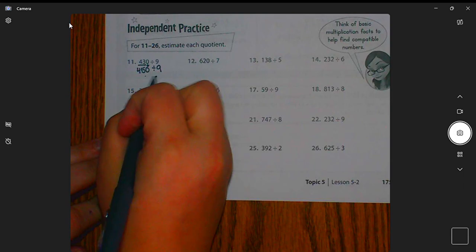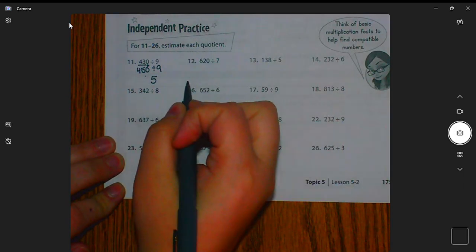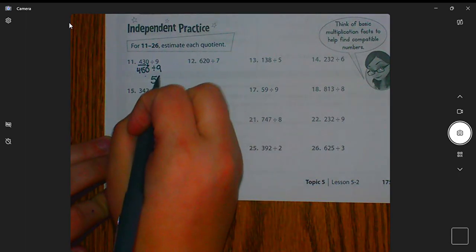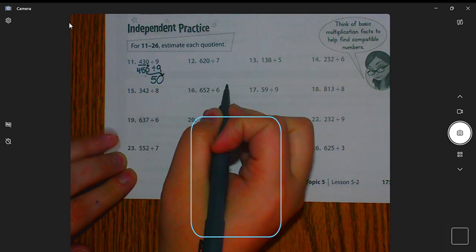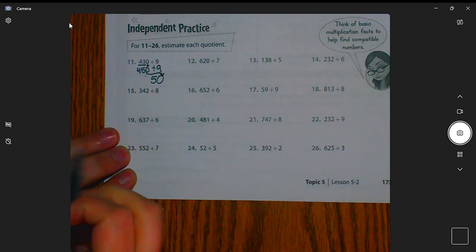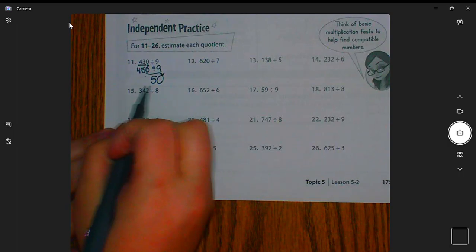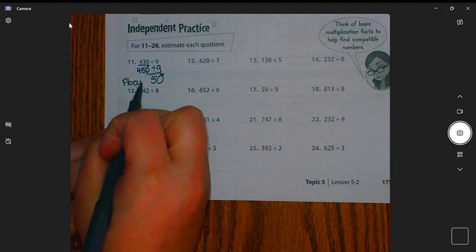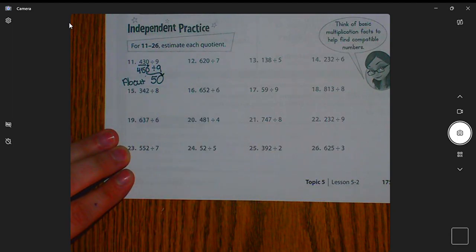But is it just 5? Is it just 5? You're right, I'm wrong. It's 50. You have to bring your 0 back and put it back into your answer, into your quotient. So I can't say just 50 because it's an estimate. I have to say it's about 50.